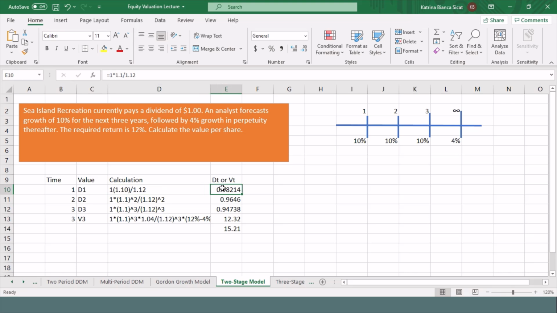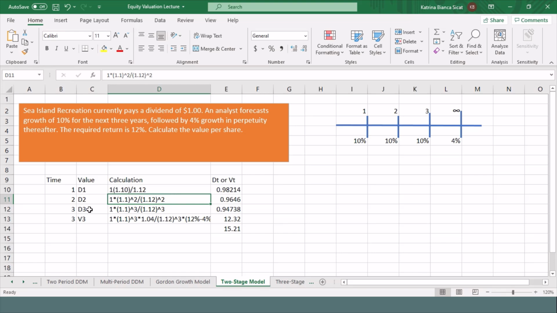So when we compute that, this is the formula in Excel: 1 multiplied by 1.1 divided by 1.12, you will get this answer. And on the second year, that's going to be 1 multiplied by 1.1 raised to 2 divided by 1.12 raised to 2, because we are on the second year. I hope you're following.